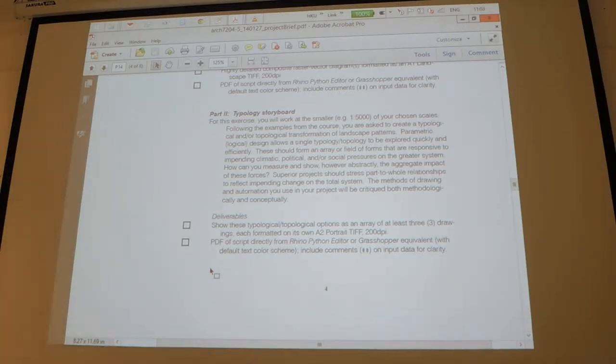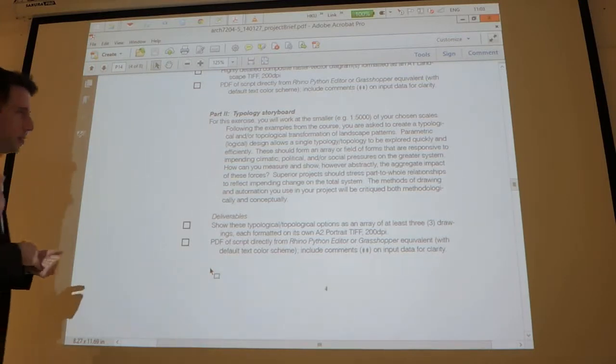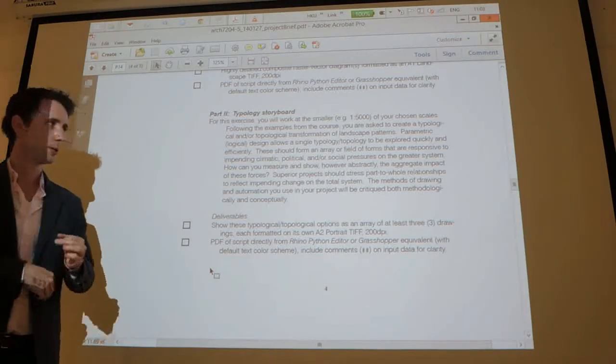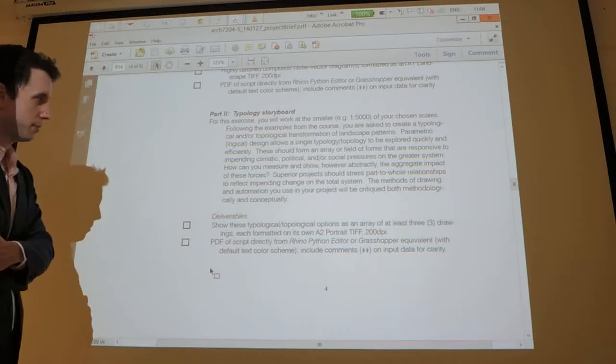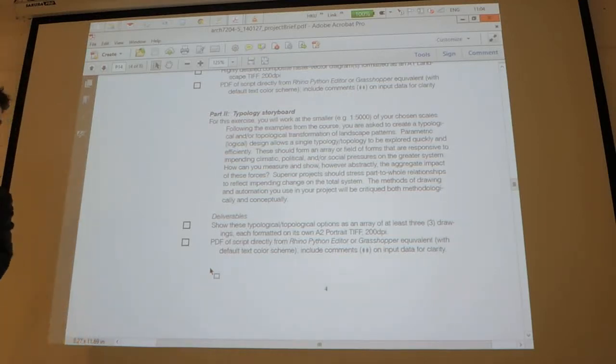Following the examples that we'll go over today, you are asked to create a typological and/or topological transformation of landscape patterns. Parametric logical design allows a single typology or topology to be explored quickly and efficiently. These should form an array or field of forms that are responsive to impending climatic, political, and/or social pressures on the greater system. How can you measure and show, however abstractly, the aggregate impact of these forces?